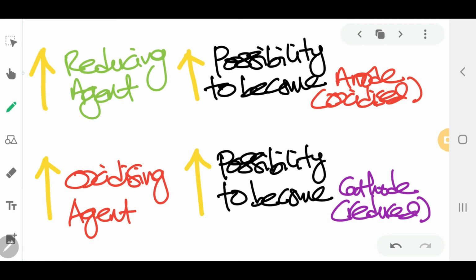Meaning to say, if you are the oxidizing agent on the galvanic cell, remember in the galvanic cell you only have 2 half cells. So if you are the oxidizing agent, you will be reduced at the cathode. So the oxidizing agent will be at the cathode because it will be reduced, and the reducing agent will be at the anode because it will be the one getting oxidized. So you have to remember that concept.